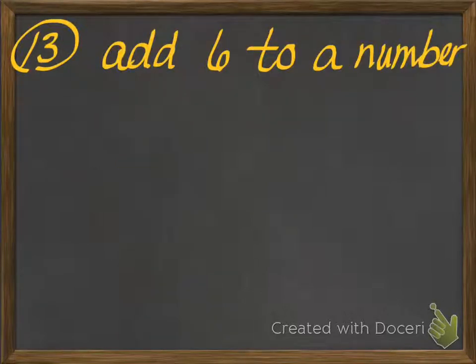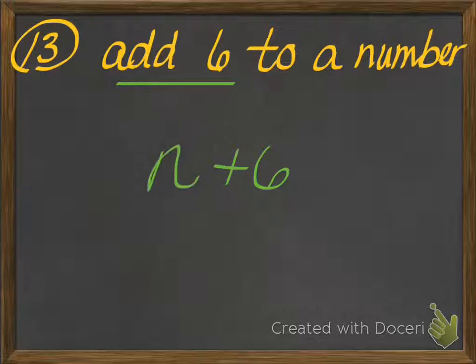Number 13, add 6 to a number. Okay, so it's telling us to add 6 to the number. So the number comes first, the variable comes first. N plus 6. It wouldn't be the other way around necessarily. Not 6 plus n, it would be n plus 6.